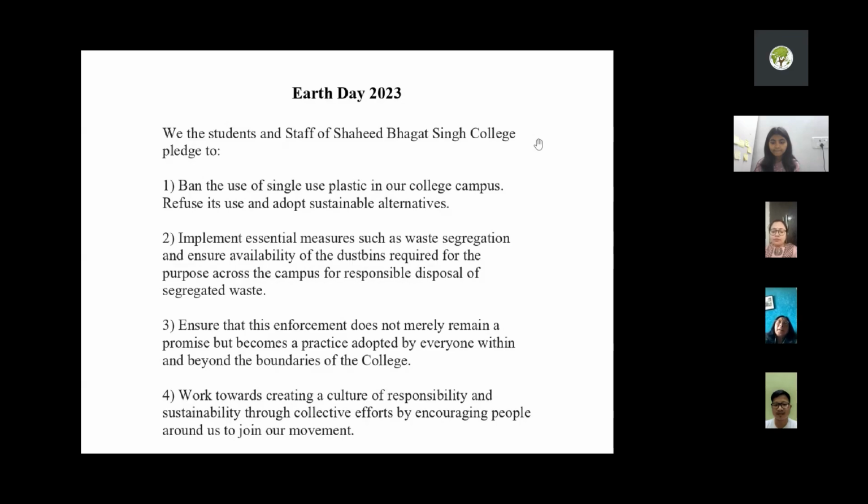Ensure that this enforcement does not merely remain a promise, but becomes a practice adopted by everyone, within and beyond the boundaries of the college.